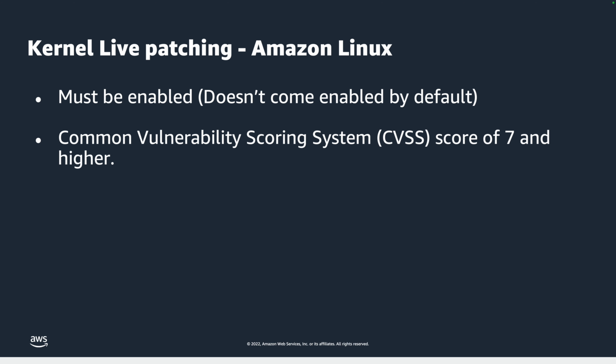Second thing, because there is a risk when applying patches, given the fact that there is no try-catch, that risk also implies that if you have a vulnerability which has a low priority, then it's not worth the risk. So all the patches that Amazon will provide you with are for CVSS scoring system 7 or higher, which means high vulnerability or critical vulnerability. So in that case, it kind of makes a little bit more sense.